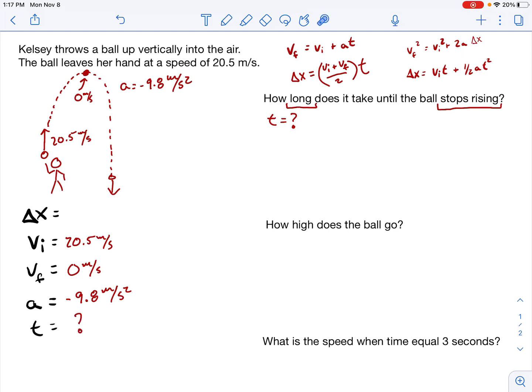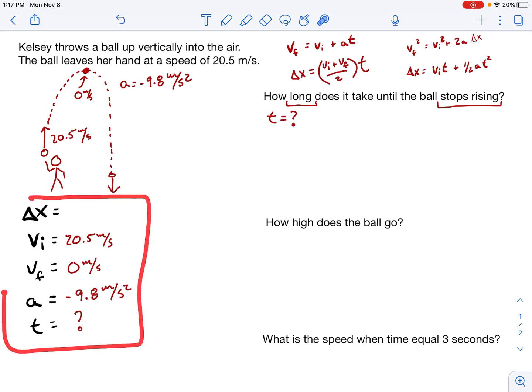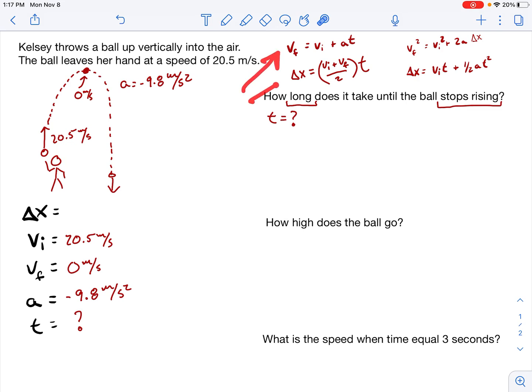So once we have that listed, even though we don't know the distance, we can still figure this out because we do have 3 pieces of information. So what we want to do is find one of the Fantastic Four kinematic equations, one of these guys, and figure out which one has all the information in it that we have, as well as the one that we're looking for.